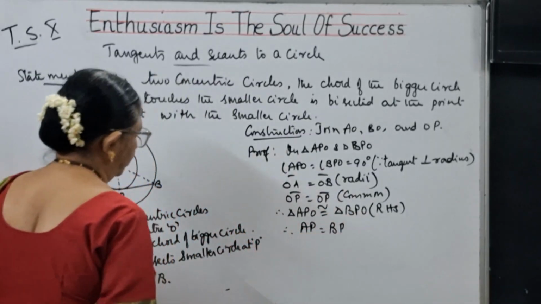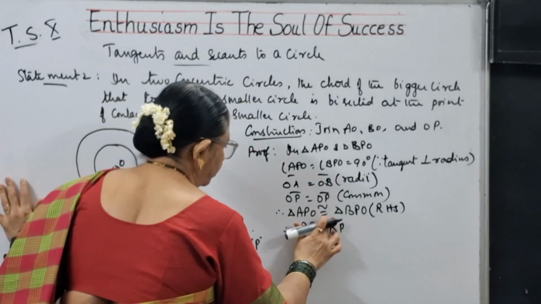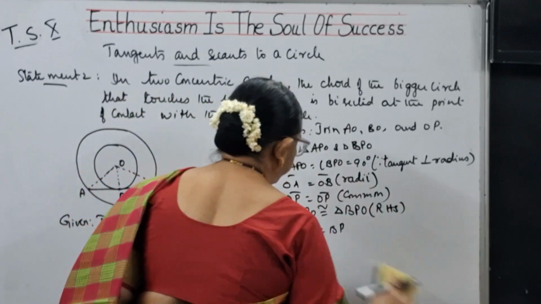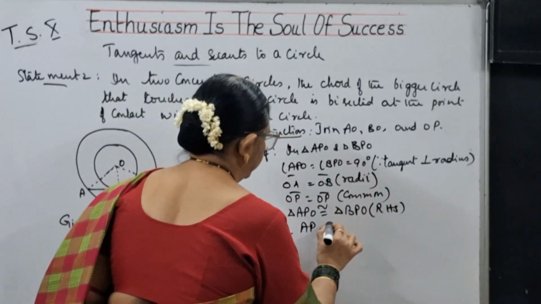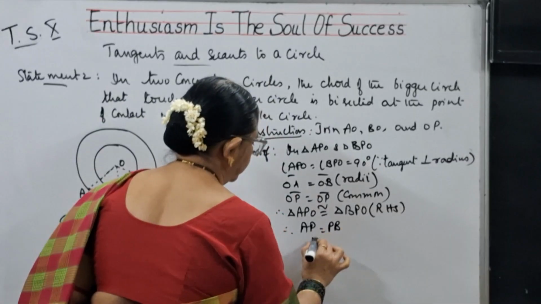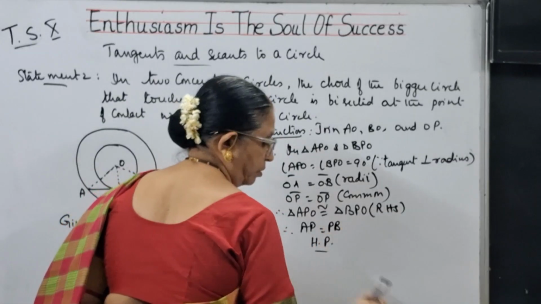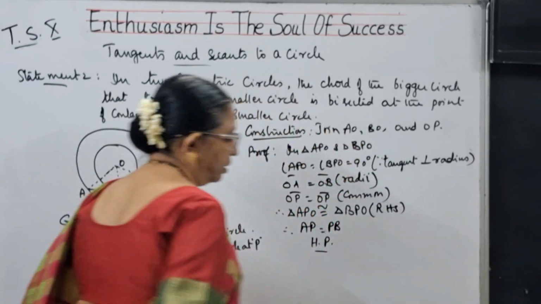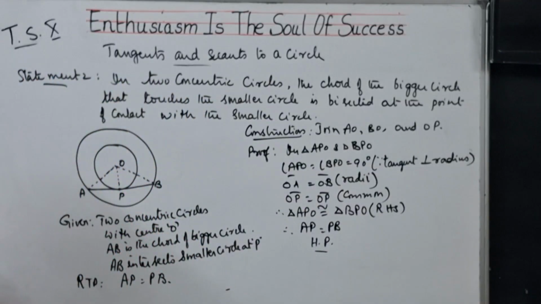Right, PB I wrote. Okay, I'll write PB. AP is equal to PB. Hence, proved. This is the second theorem, children. Right, it is like a theorem only. Statements they said, but they are giving this in the examination. I have seen many a times, even earlier one also.